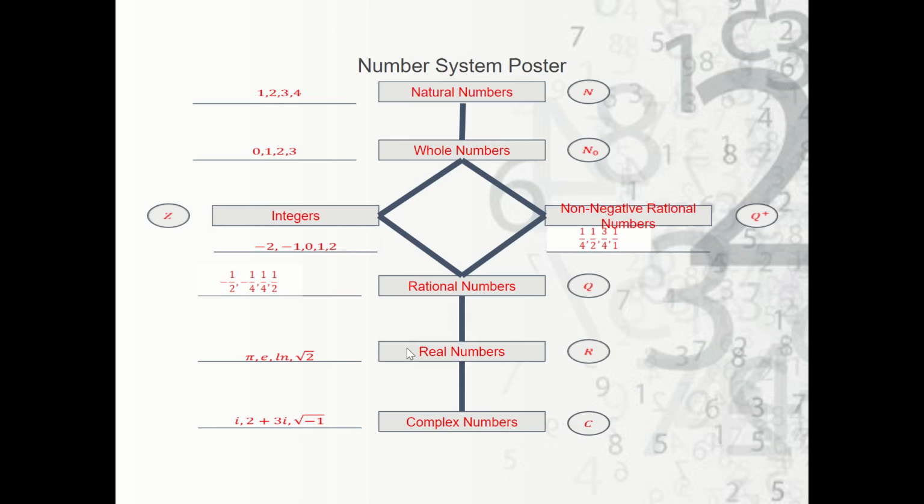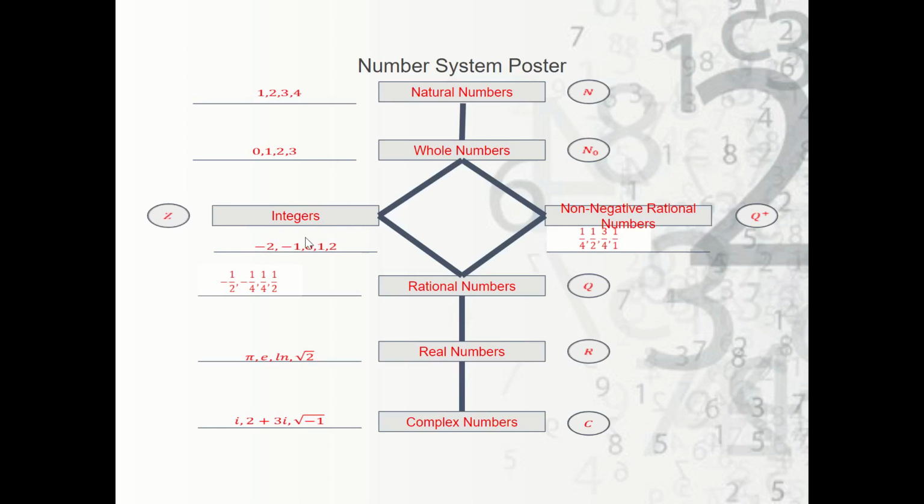And what you should notice, like I said earlier, is numbers like 1, for instance, are in every set. So any number that's here in the natural numbers is also a whole number. It's also an integer. It's also a non-negative rational number. It's also a rational number, and real number, and complex number. And it continues to work its way down.